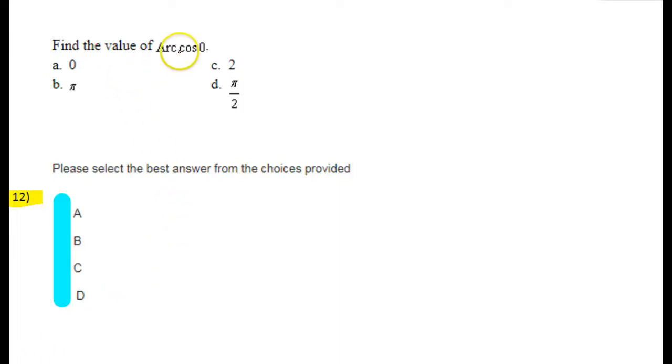Find the value of arc cosine 0. Okay, or that can also be written as the inverse cosine of 0. Inverse cosine is an angle. It's the angle whose cosine is 0. So the question is, what angle has a cosine of 0?